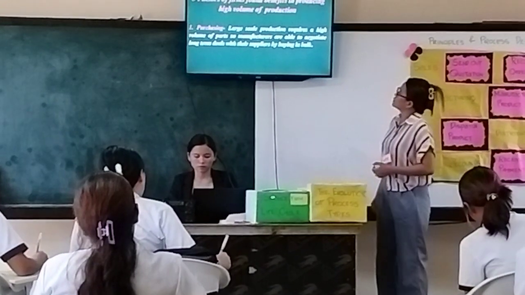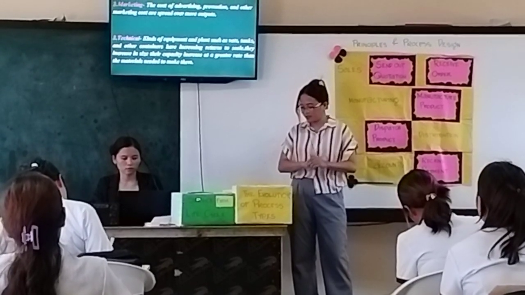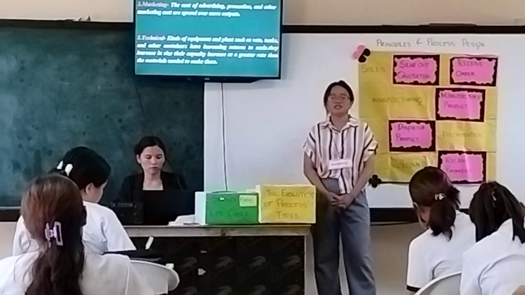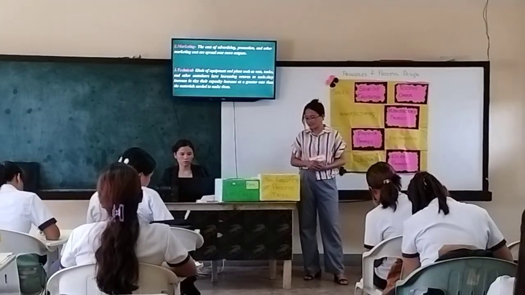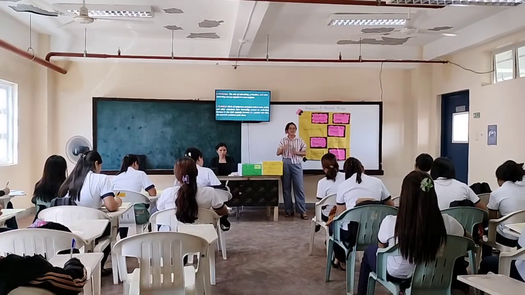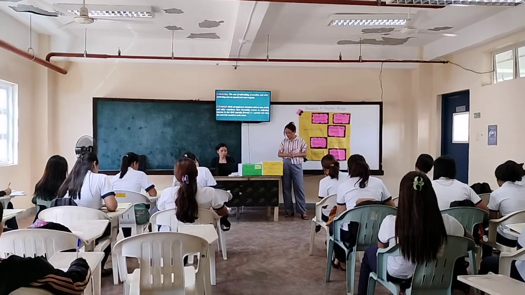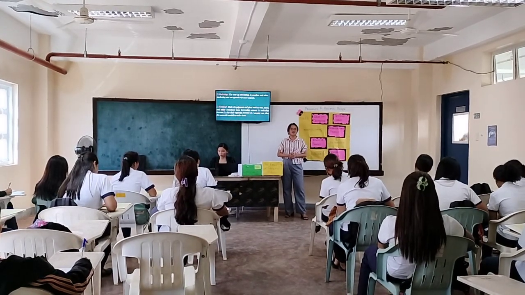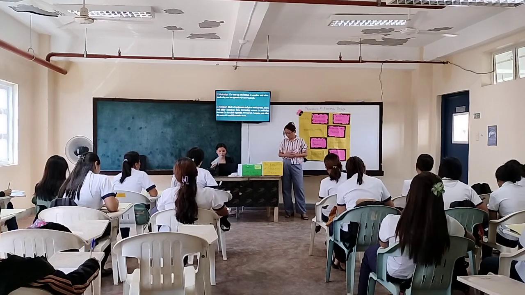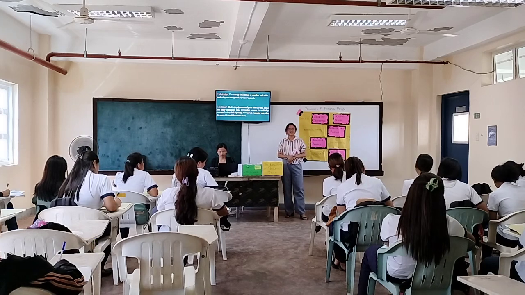Number two is marketing. Marketing costs are spread out. Advertising is expensive, but if a company sells millions of products, the cost per item is low. For example, a big smartphone company like Apple or Samsung spends millions on ads, but since they sell millions of phones worldwide, the cost per phone is low. Meanwhile, a small local phone brand might struggle with high advertising costs.